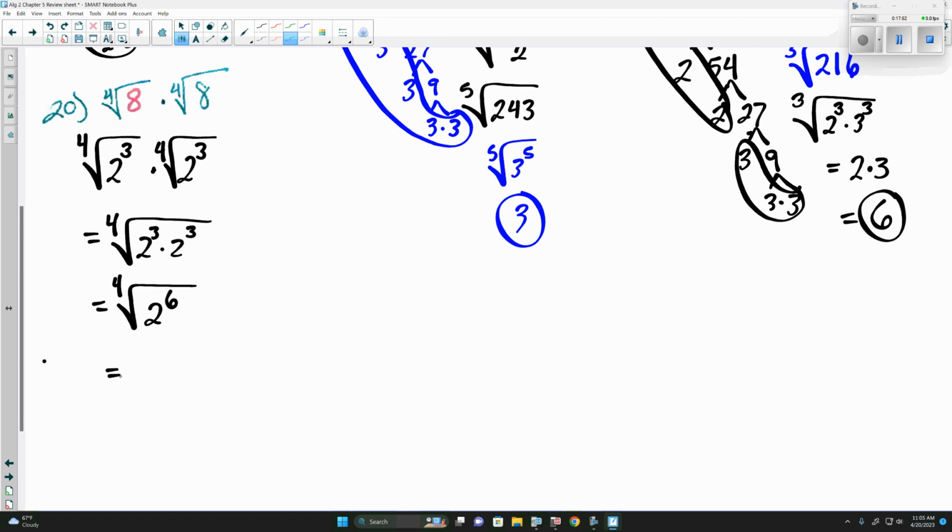Now we can simplify this here. We know we will need to because the exponent inside the radical is bigger than the root we are taking, 4. And so this tells us we can take groups of 4 2's outside of the radical. How many groups of 4 2's can we remove? How many times can we remove 4 from 6? Once, leaves us with 2.